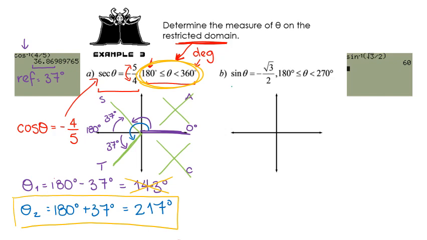For B, we've got sine of theta is equal to negative square root 3 over 2. And this time, our restricted domain, our answer has to be in between 180 degrees and 270 degrees. So starting with our CAST rule, we want to figure out which quadrants sine is going to be negative in. And it's going to be negative in quadrant 3 and quadrant 4. So we'll just ignore quadrant 1 and quadrant 2. Next is finding our reference angle. So type in second sine and then square root of 3 over 2. And that's going to give us a reference angle of 60 degrees.